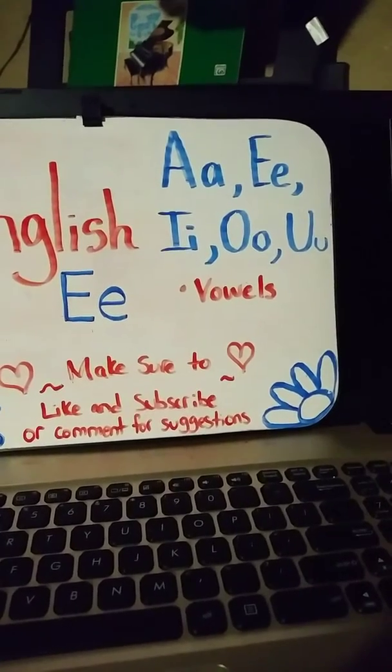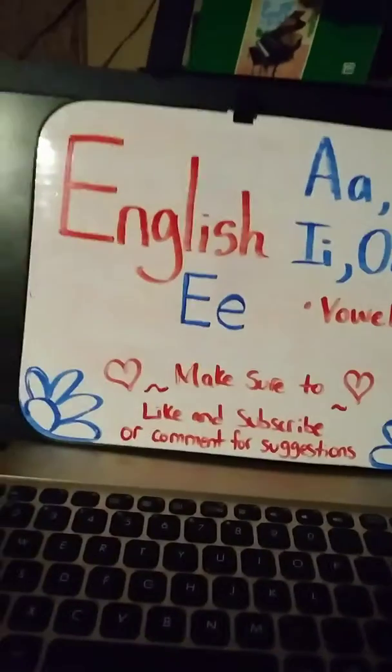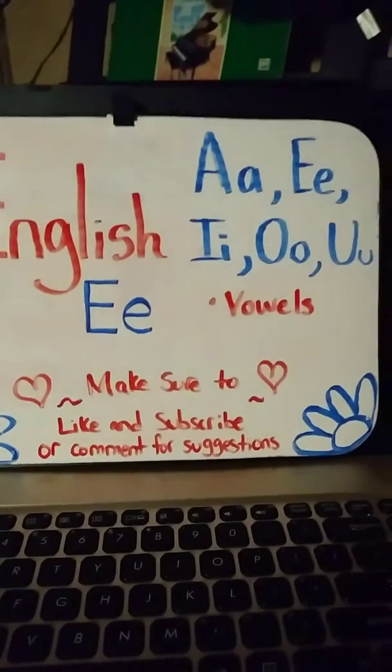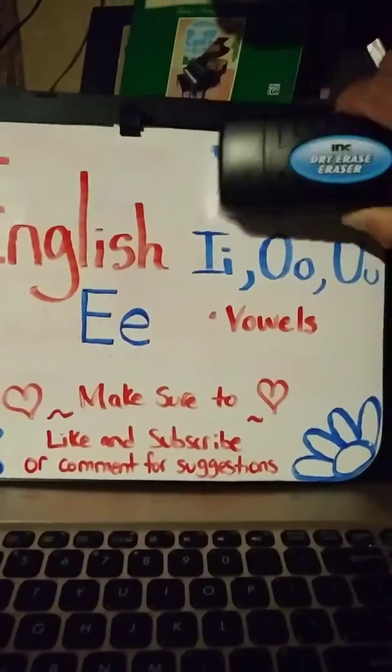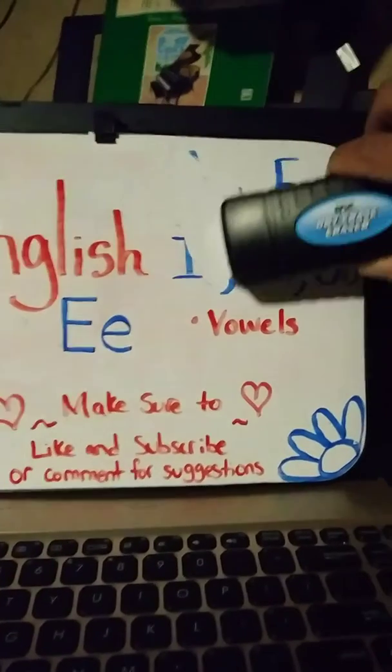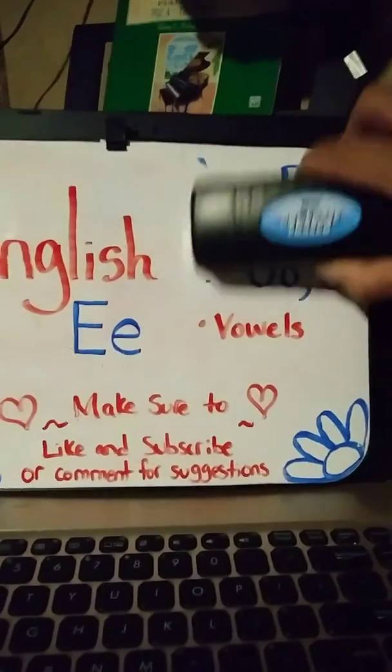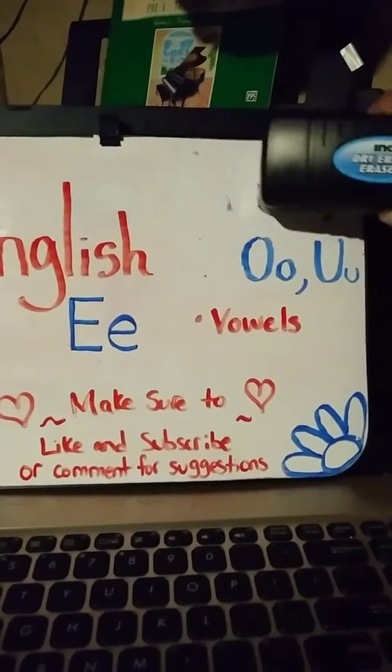So, I'm also going to try and draw pictures while I am explaining. So we're going to go ahead and erase those. Remember those? A, E, I, O, U. And sometimes Y.